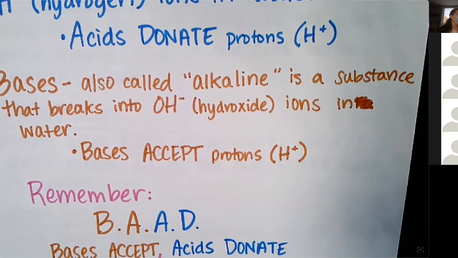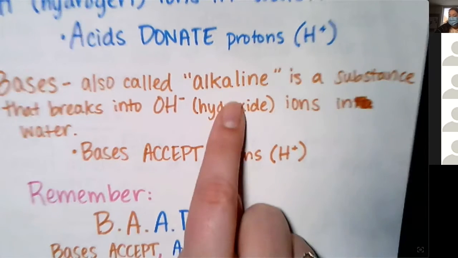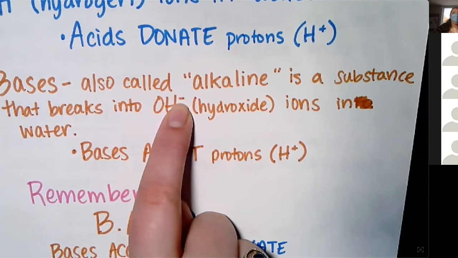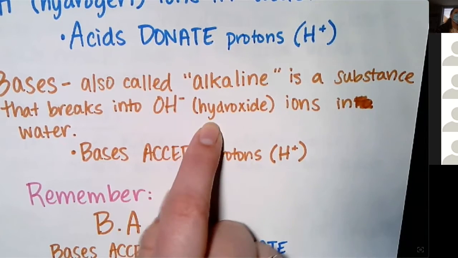So like there is a bottle of water here at school in the vending machine that says, oh, it's pH water. It's alkaline, and it'll say like pH of 9 or something like that. And that's what it is. It's a base. And so it has to do with how it breaks down in water. So even though bases are sometimes called alkaline, they are a substance that breaks into OH minus. So OH minus, we call this hydroxide.